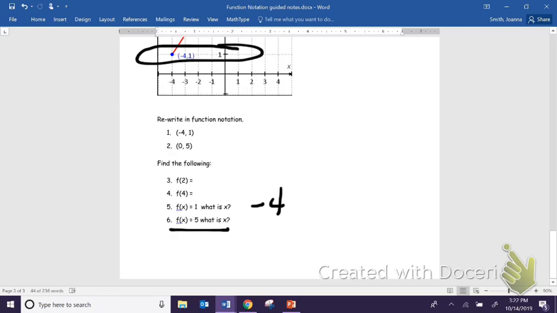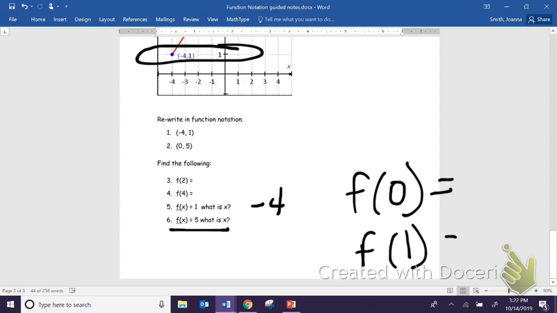On your papers, what I would like for you to do is find some other ordered pairs. I would like for you to find f of 0. What does that equal? And I would like for you to find f of 1. What does that equal? Write those on your paper right now. You have space on the right side or below it. This will be 7 and 8.